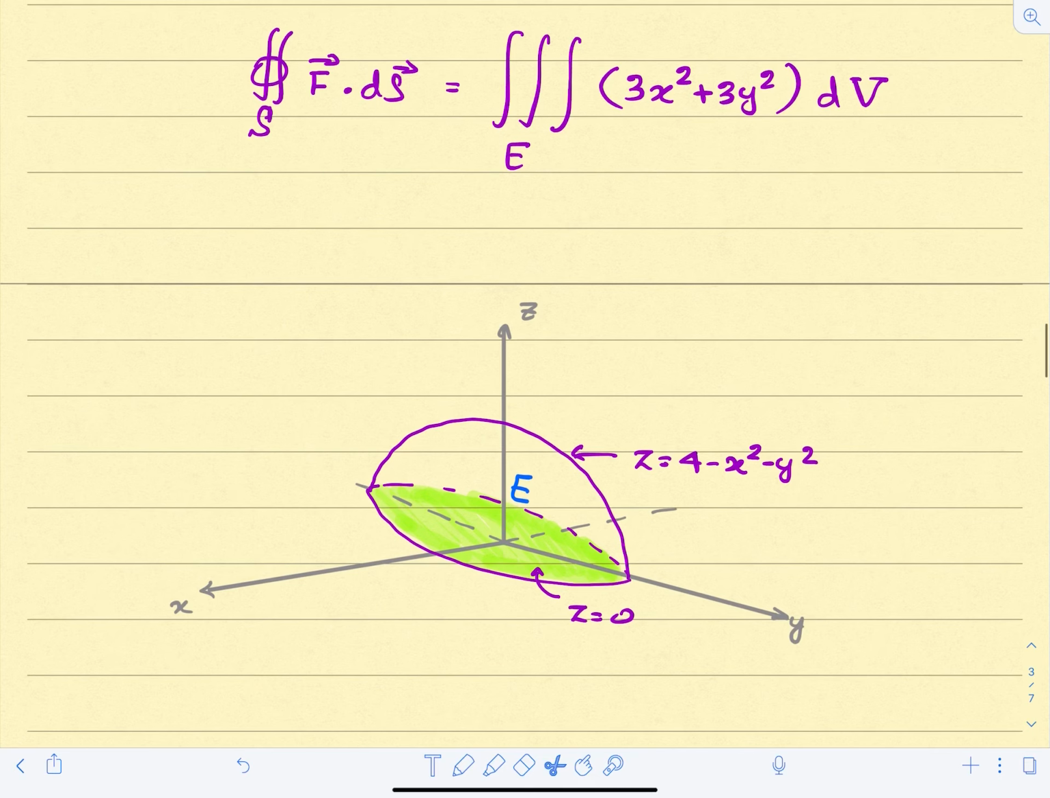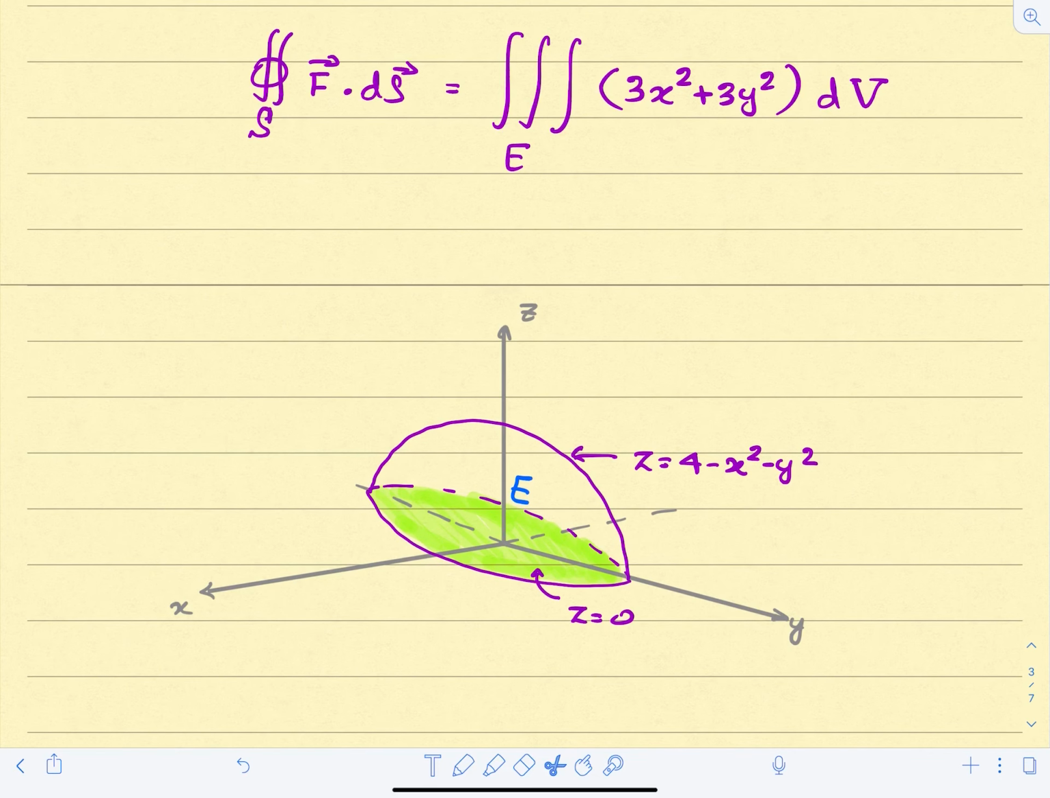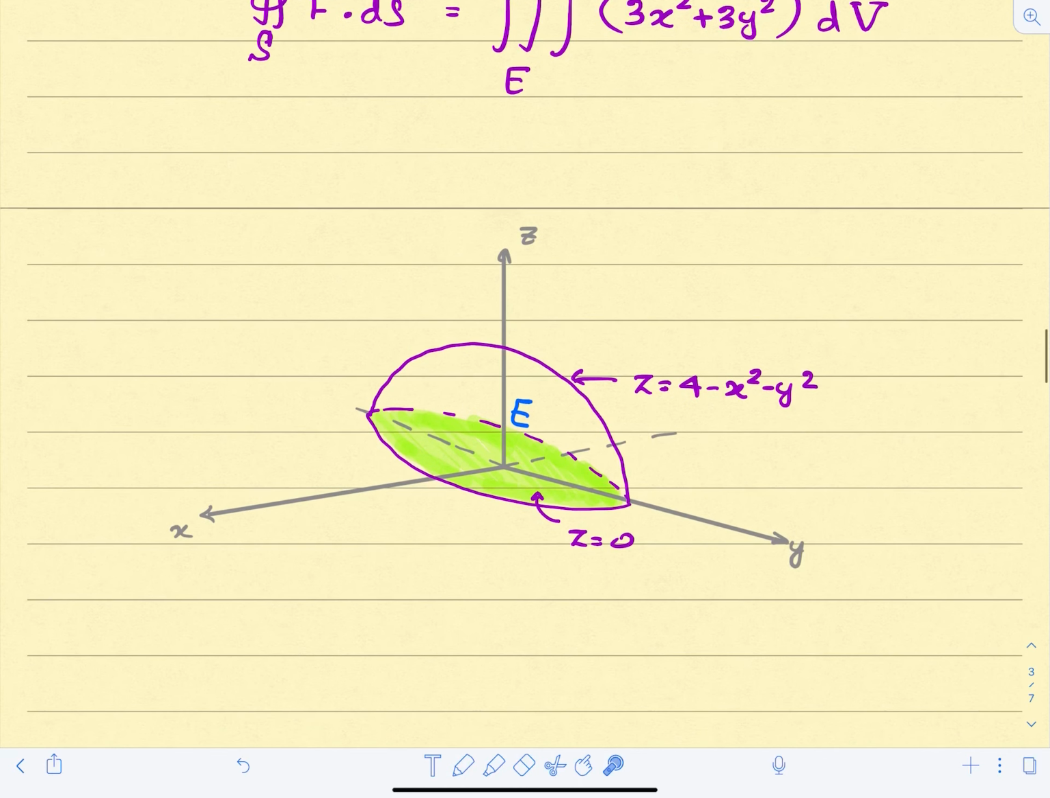Now, to evaluate this triple integral, we could use the cylindrical coordinate system, and the reason is, here I see a term with 3x squared plus 3y squared, and if you factor out 3 you will get x squared plus y squared, and in cylindrical coordinates x squared plus y squared equals r squared. So if we use cylindrical coordinates, we want the equation of this paraboloid in terms of r and theta. This is nothing but z equals 4 minus r squared.